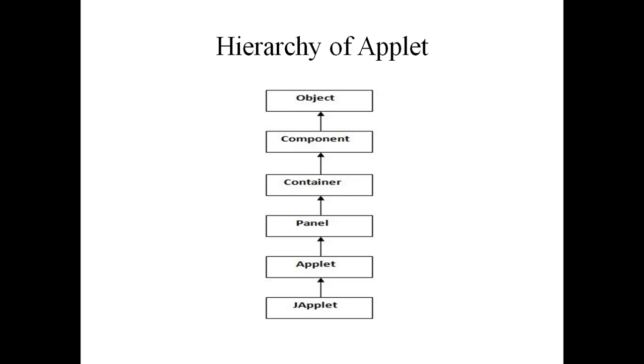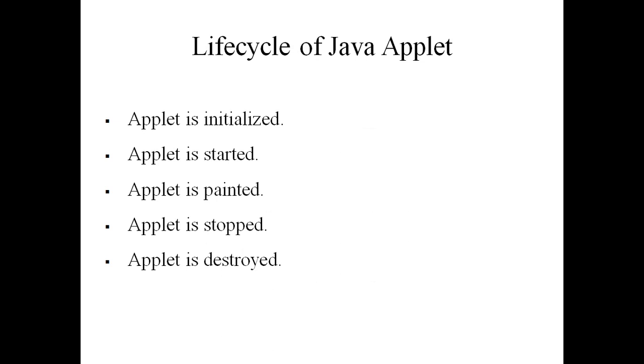So Applet is a child of a Panel class. And JApplet extends Applet. JApplet is used in Java Swing programs. So this is the hierarchy of applet. And applet is nothing but a child of a Panel class. Let's see the life cycle of an applet.